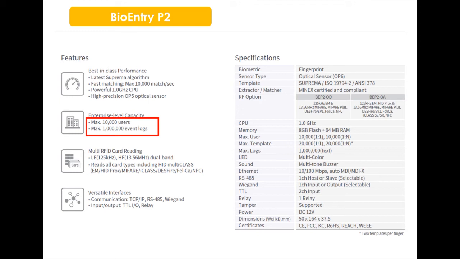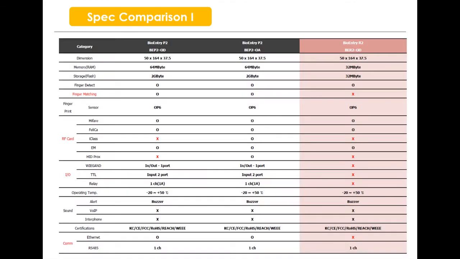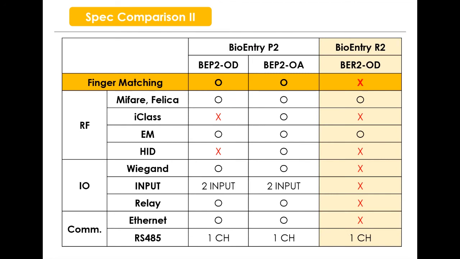This is a detailed comparison table. You can refer to it later. The main differences between P2 and R2 are as follows. R2 doesn't have a fingerprint matching function, unlike P2. For iClass and HID Prox, only BioEntry P2 OA is compatible.